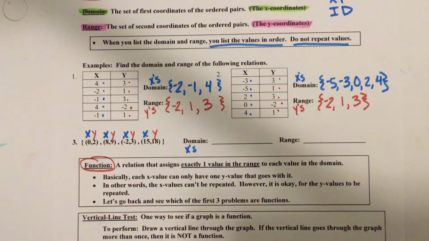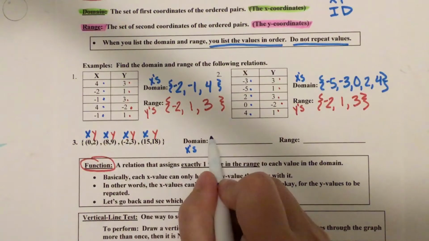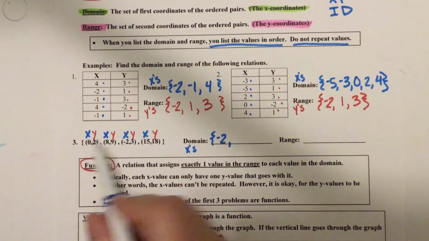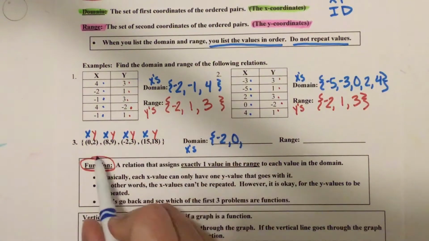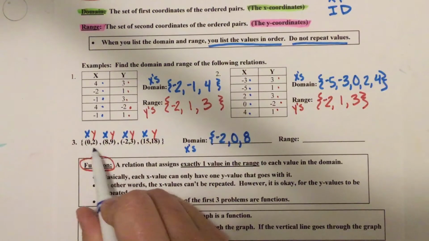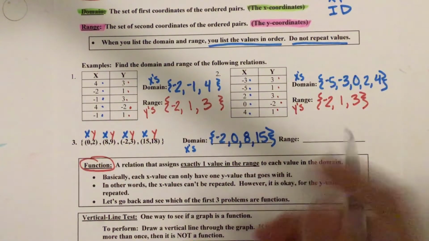Okay, so looking at all the first numbers, the smallest number that we see is -2. And the next smallest number is 0. And the next smallest number is 8. And the biggest X is 15. And that's my domain.